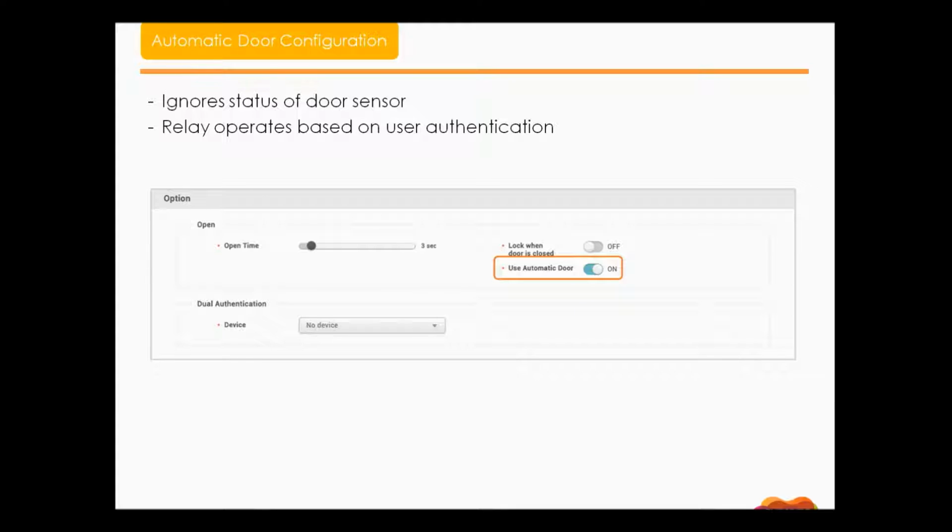If an automatic door is used with a door sensor with the same logic as the above, the door will never be locked, because for an automatic door, the lock has to lock first for the door to close, and after the door is locked, the door sensor sends a door close signal. Hence, if you switch the automatic door feature on, the relay operates only based on user authentication and ignores the status of the door sensor.